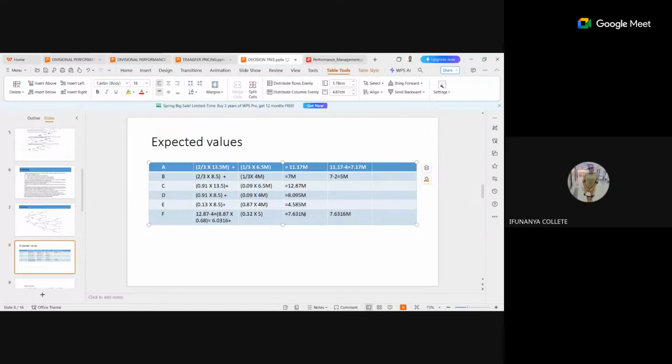So you add it to 6.0316. We have what? 7.6316. It's the same answer. Okay. No, I don't want to get that. I don't think we have removed that 0.2. Let me just add another column. Let me show what I want to show.